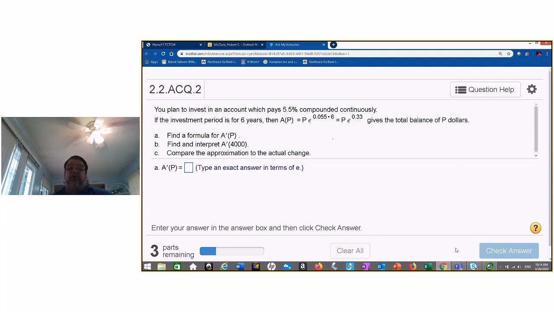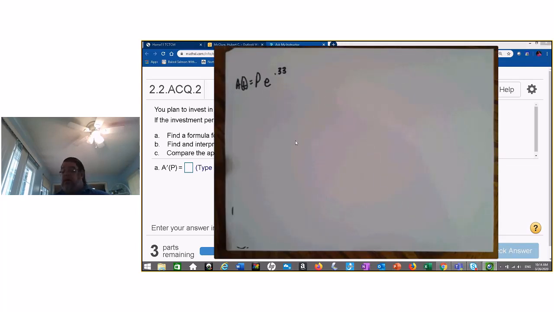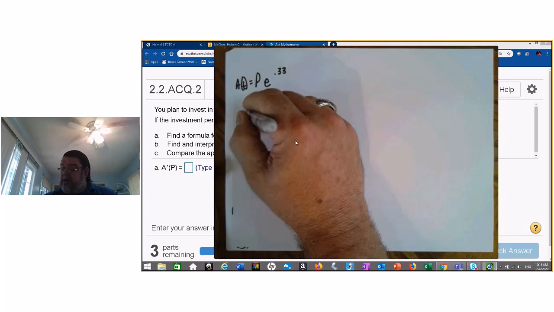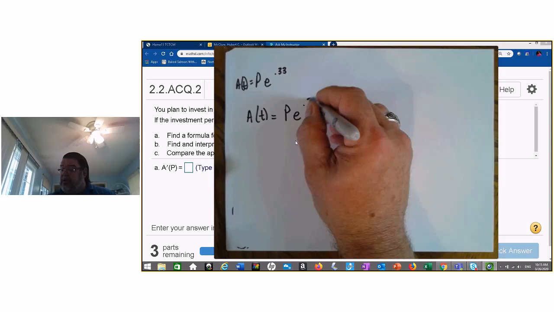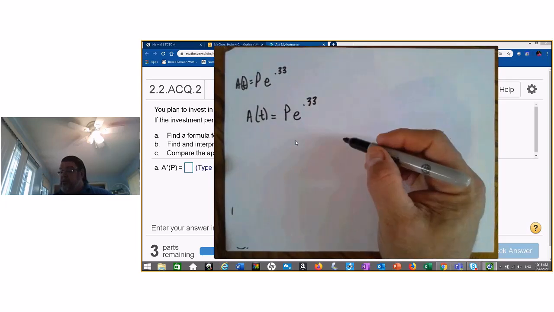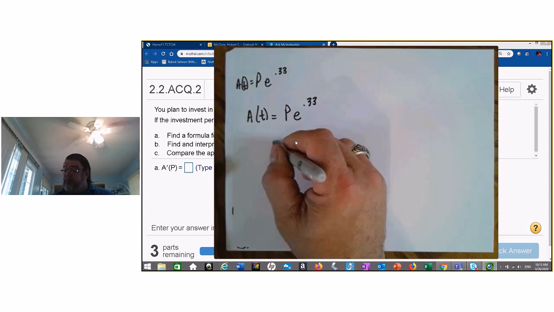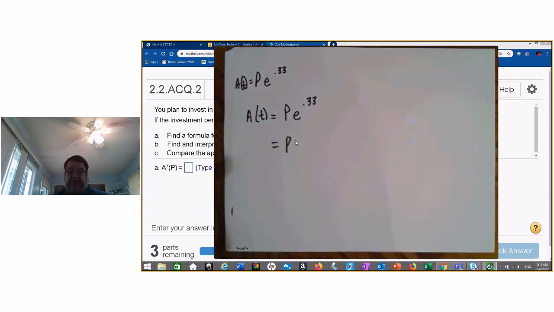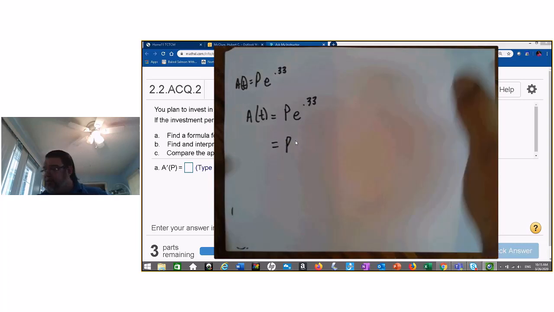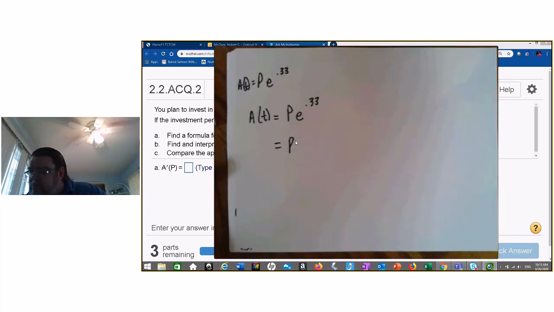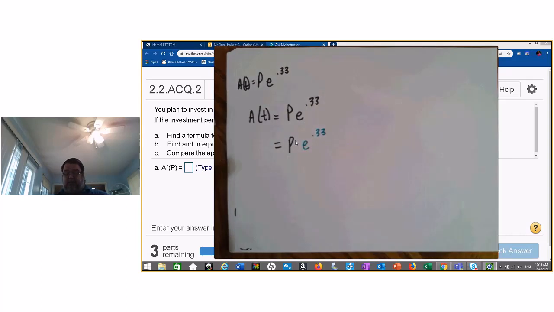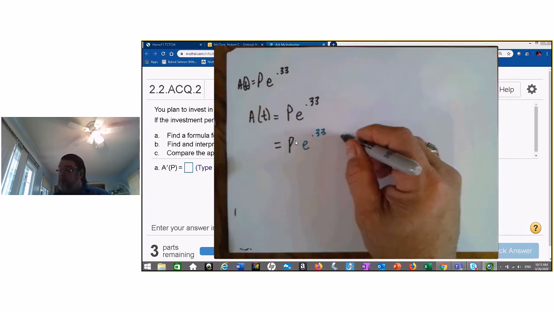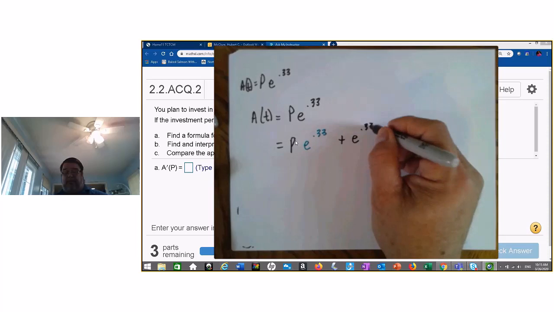I'm trying to do two things at one time. All right, so A of P is equal to P times e to the 0.33. Well, let's do it by the product rule. First times the derivative of the second, plus the second times the derivative of the first.